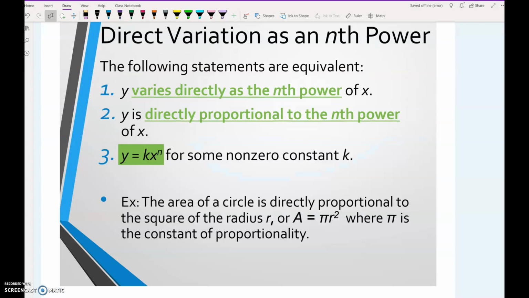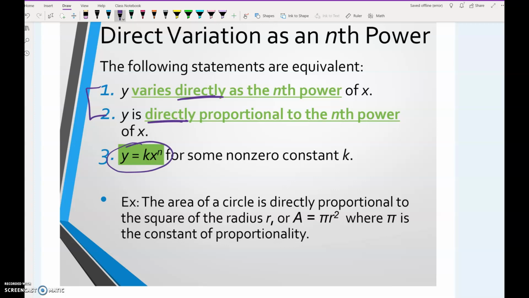We can also do direct variation with an nth power. So again, these two statements mean the same thing. Y varies directly as the nth power of X. Y is directly proportional to the nth power of X. The important thing is that you see the word directly. Directly means K times something. So do you see how it's K times the nth power of X?